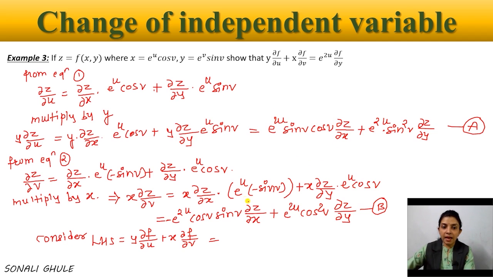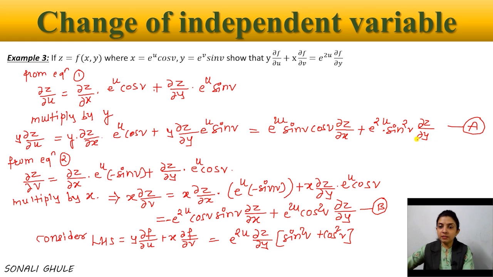These two terms are the same but have opposite signs, so they will get cancelled. So what remains is the addition of these two. e to the power 2u is common here, and also ∂z/∂y is common here. And what is remaining then? It is sin²v plus cos²v, after taking e to the power 2u ∂z/∂y common.